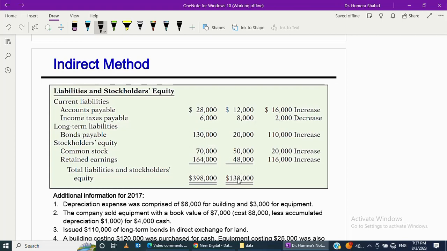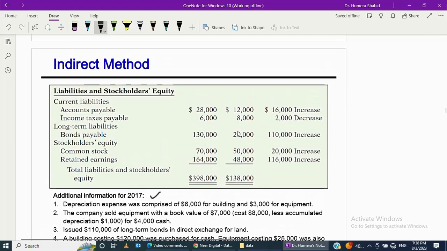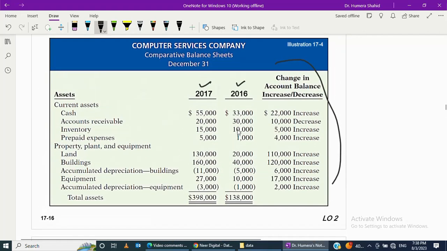Okay, and then also the equity is here, and then this is the additional information. Let's quickly see what you're going to do. Step number 1, quickly check which asset or which liability is increasing or decreasing with what amount. So you'll be calculating this last column now.